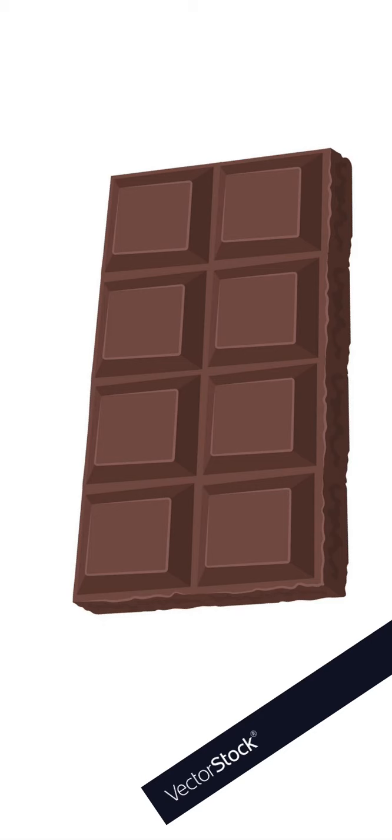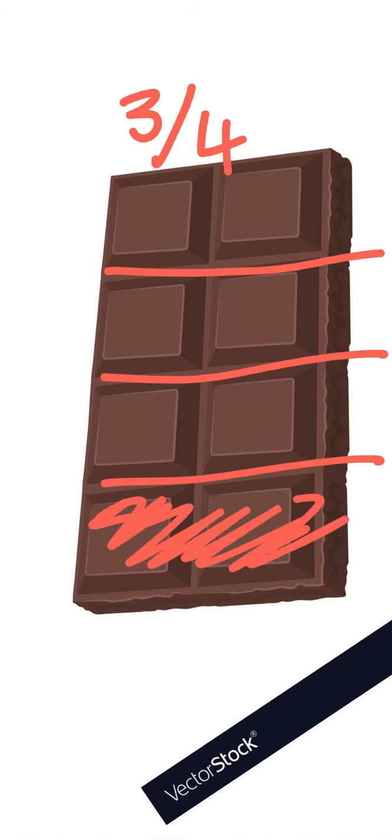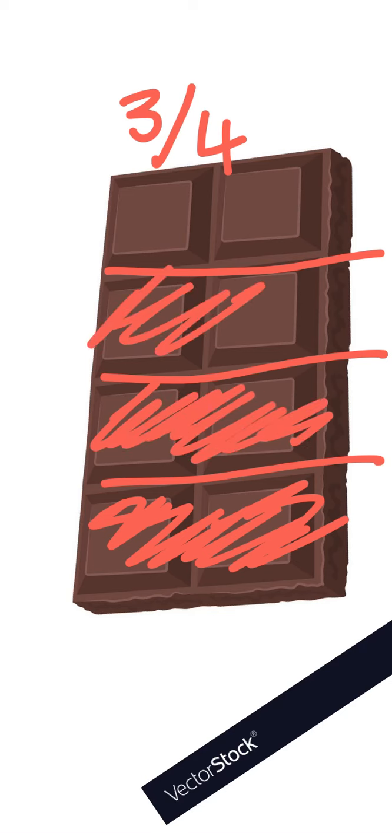I could also split this chocolate bar into 4 equal parts. 1, 2, 3, and 4. If I've got 3/4, I've split the whole into 4 equal parts and I've got 3 of them, so I can shade in 3. It doesn't matter which 3 of the parts you shade in, as long as you're showing you have got 3 out of 4.